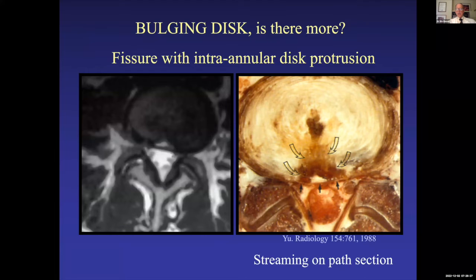This is a cryomicrotome on the right of streaming nucleus extending to the posterior midline of the disc. You can see the arrows. There's only a minimal contour abnormality posteriorly. A CAT scan would almost always miss this and call it maybe a bulge. On MR, again, you can see on an axial T2, there's hyperintensity in the area of the annular fissure, and there may or may not be disc in the area of the fissure.